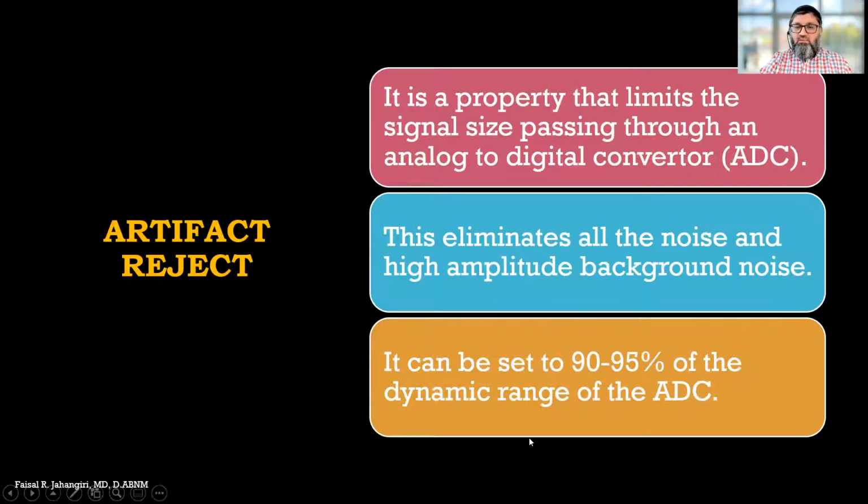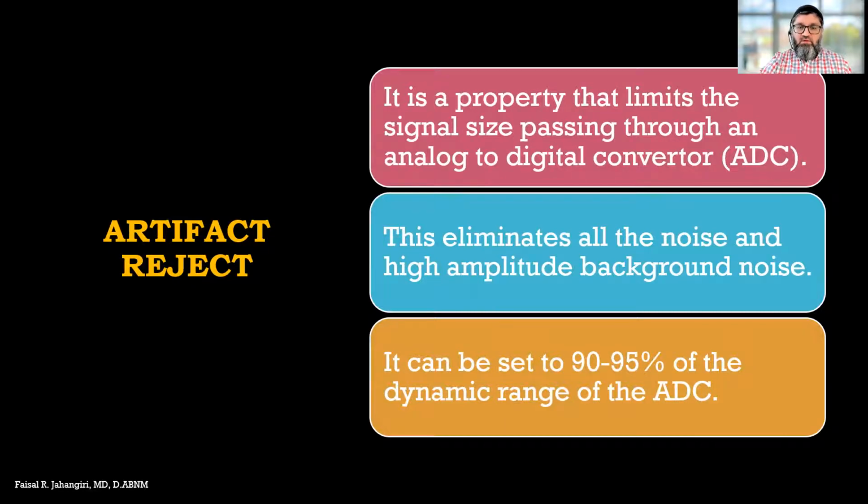It can be set up to 95% of the dynamic range of the analog to digital converter. So you can set it to 10%, you can set 20%. The lower the number you set, the signal averaging will stop, and it will not start until the signal is smaller than that. If you turn it off, all the noise will be part of the signal and you cannot avoid contamination. So you need to have artifact reject on all the time, but set to a lower number, about 25 to 50% or 70%, depending on how much noise you have.